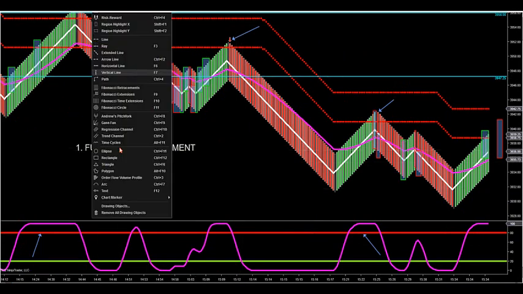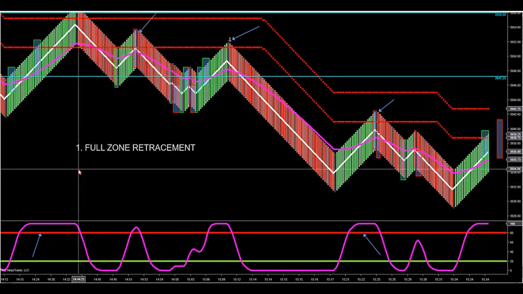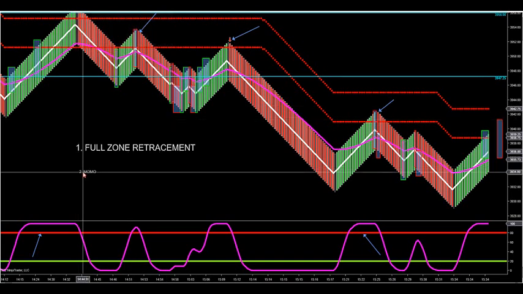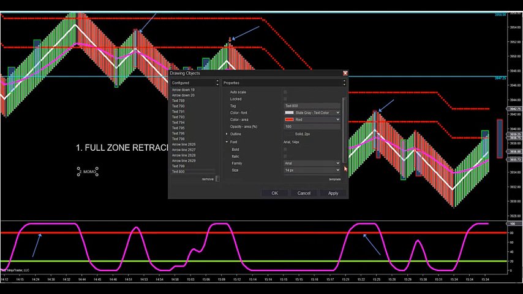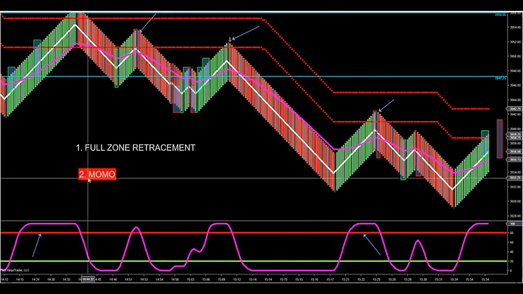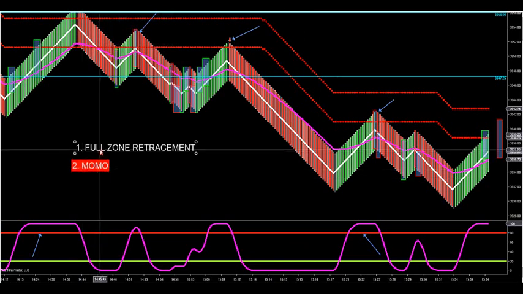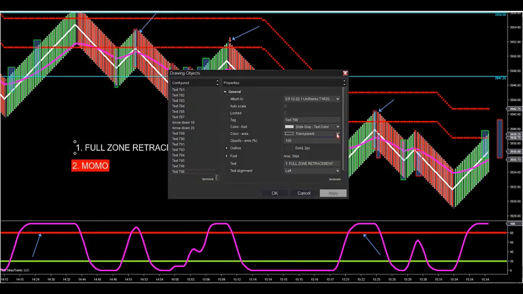Now, I have a setup called the MOMO, and this is in the first two videos. I just want to review this real quick and move on from here. A MOMO is categorized as momentum coming into the market. This morning there were two beautiful momentum plays. They really shot up on the ES. So there's the MOMO, and then we got the full retracement.